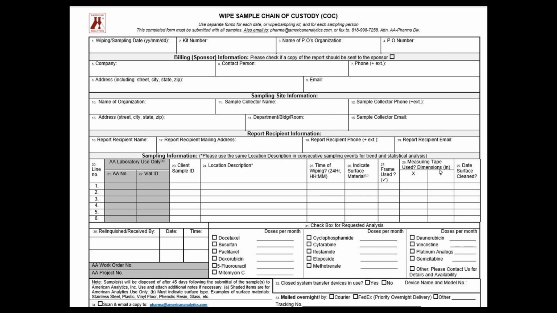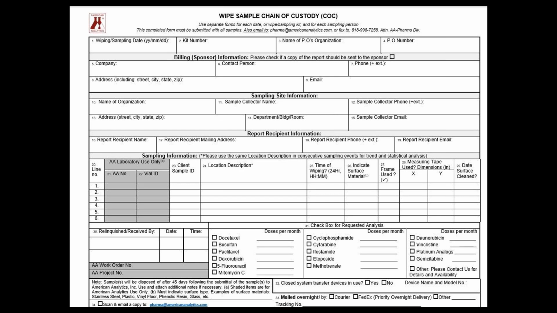The next section is fairly self-explanatory. It's the time that you collected the samples. You indicate the surface material where you're sampling, so that may be stainless steel, it may be vinyl floor, it could be glass, it could be a number of different sample materials, plastic. So we need to know that. And then sections 27 and 28 relate to the measurement of the surface area that you're sampling.